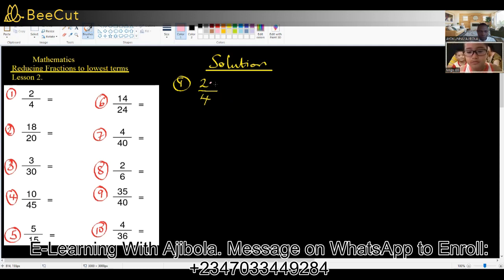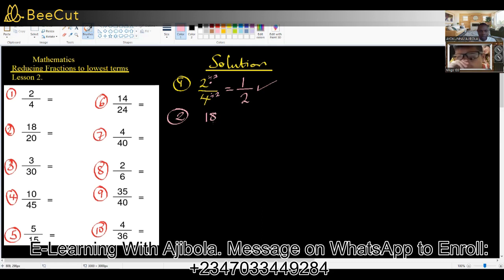2. 2, very good. So if I divide 2 by 2, my answer is 1, okay? And if I divide 4 by 2, my answer is 2. So this is my answer. 2 over 4 is the same as 1 over 2. Is that clear? Good. Let's go to number 2.